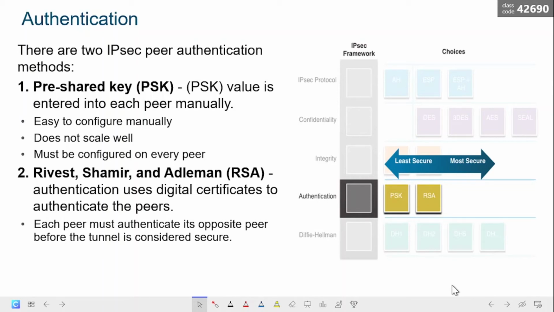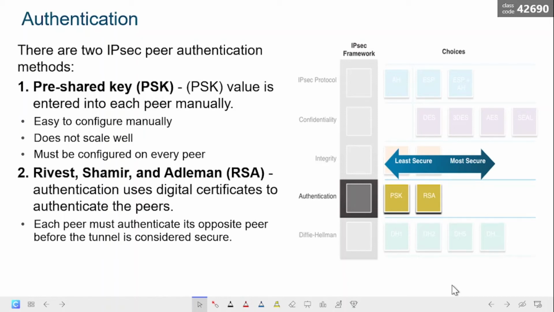A pre-shared key, or PSK, value is entered into each peer manually. The PSK is combined with other information to form the authentication key. PSKs are easy to configure manually but do not scale well because each IPSec peer must be configured with the PSK of every other peer with which it communicates.